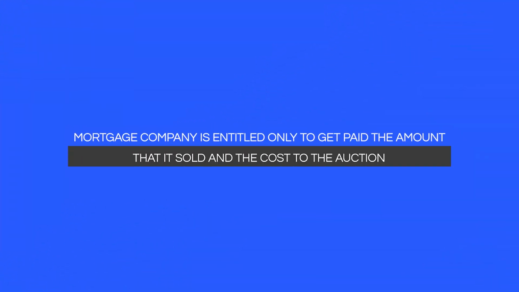What is correct is that, yes, they, meaning your mortgage company or your trustee in a deed of trust, forced the property to be sold at a foreclosure auction because you didn't pay the mortgage. But what the mortgage company is entitled to is just to get paid the amount that it's owed plus the cost of the auction. Any money over and above that belongs to and is claimable by the former owner.